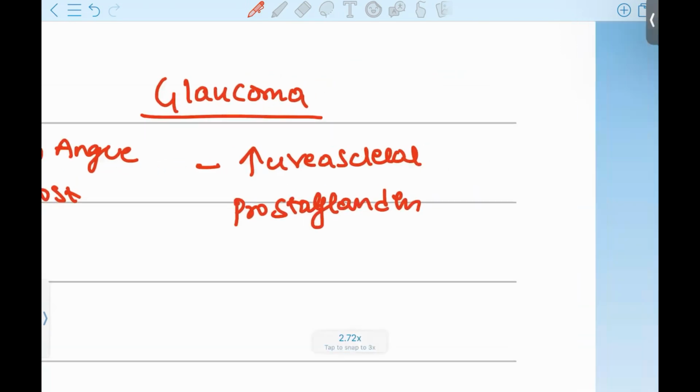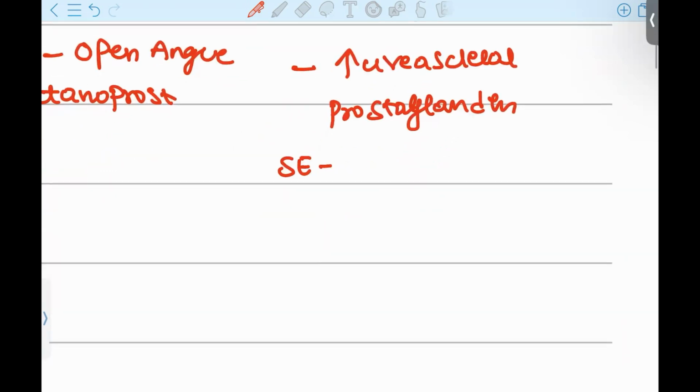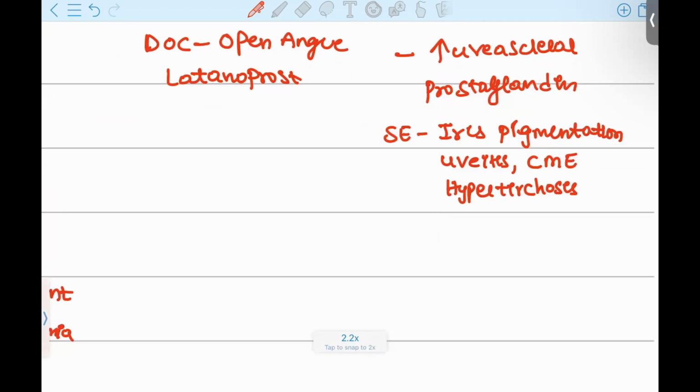Next, coming to the side effects. The side effects are usually iris pigmentation, which will be seen in these patients. Along with that, there is a high risk that uveitis can form, and also cystoid macular edema. Also hypertrichosis, so increased hair growth of the eyelashes will also be seen. These are the side effects of the prostaglandin analogs.